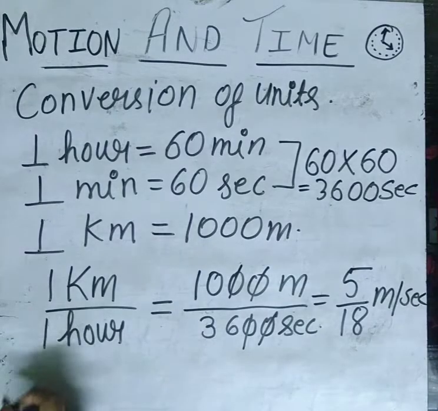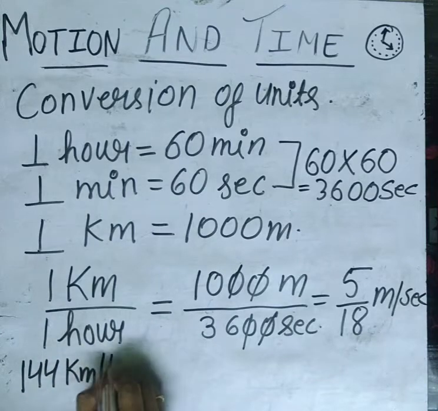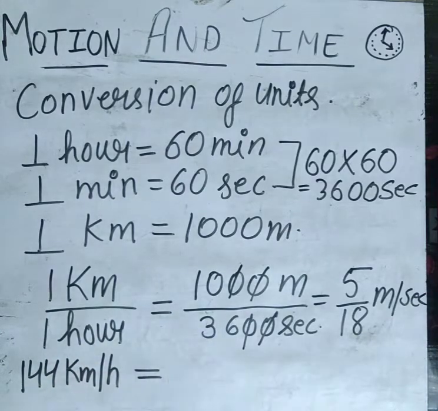So if I am provided with that something is traveling with 144 kilometer per hour, let's say, then how will you get this thing into meter per second?